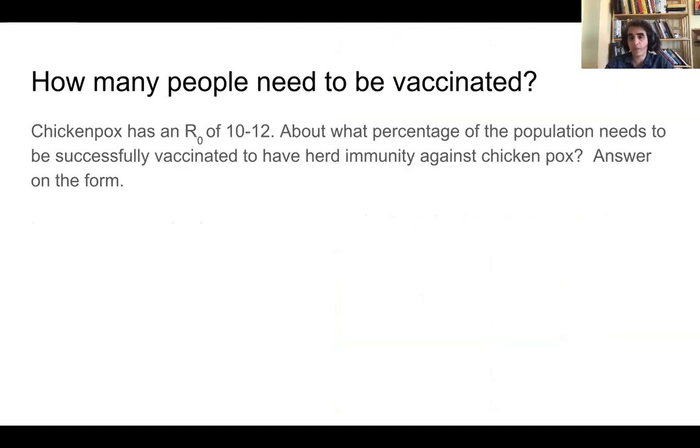Let's look at chickenpox, which has an R-naught value of 10 to 12. It's pretty large. It's quite contagious, so not quite as contagious as measles. So R-naught is 10 to 12. About what percentage of the population do we need to be vaccinated to have herd immunity against chickenpox? I'd like you to try to calculate this and answer on the form.